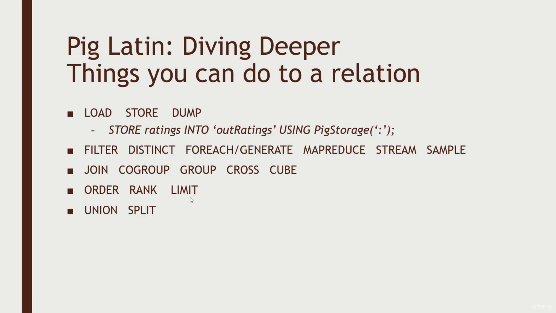So if you're just experimenting or debugging something, you can say, limit whatever your relation name is, 100, say, to get back the first 100 rows. So, if you don't want to dump the entire thing out, you can create a new relation using limit and then dump out the first, however many rows you want to look at. A little bit easier. Union does what it sounds like.